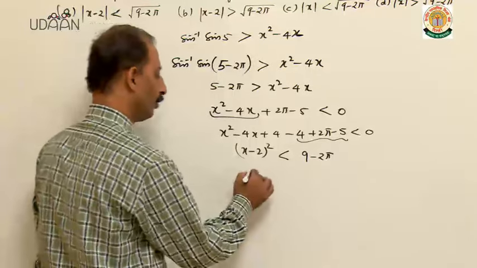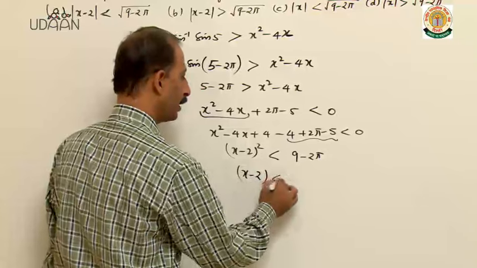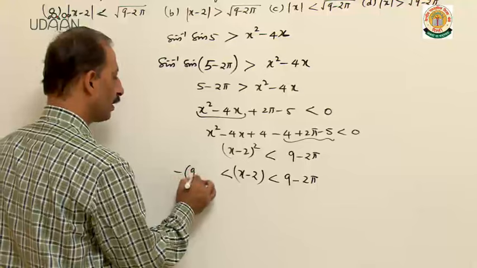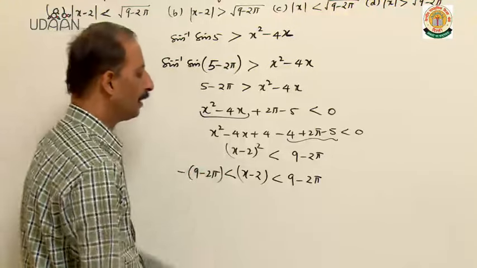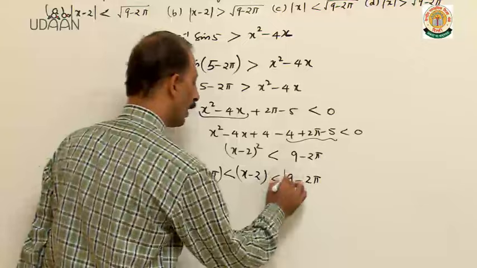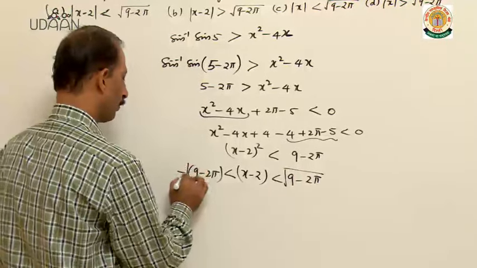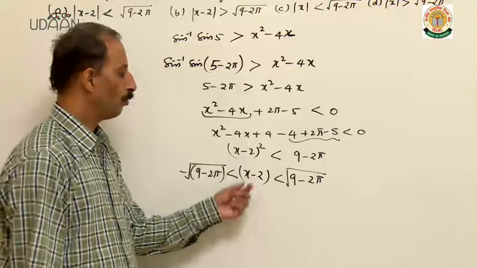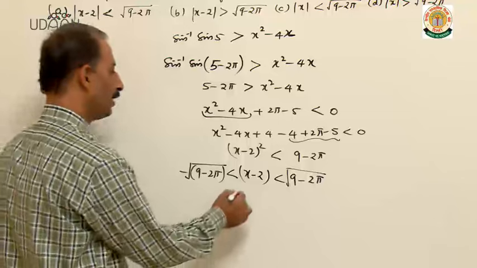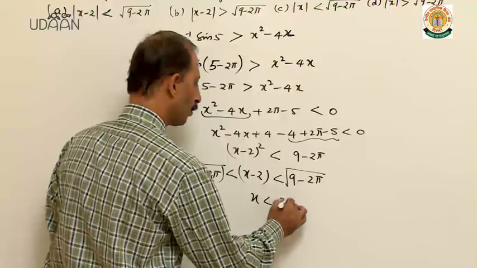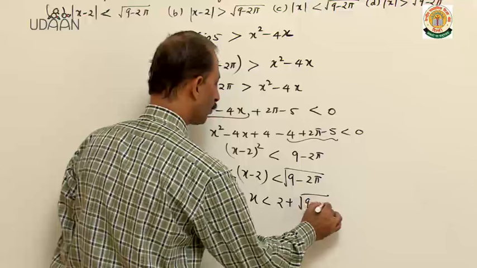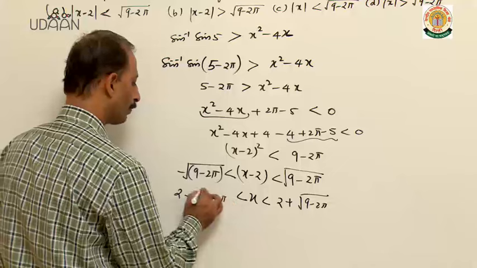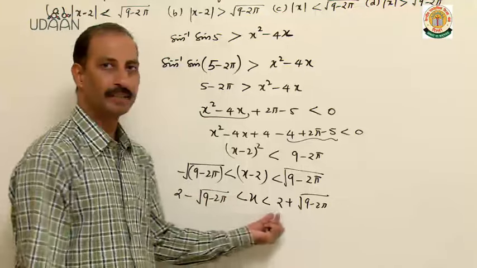So if you take the square root, then you will get this value is greater than minus root of 9 minus 2 pi but less than root of 9 minus 2 pi. We already know this property. So for the value of x you are finding, you can say x lies between 2 minus root 9 minus 2 pi and 2 plus root 9 minus 2 pi. That is the range of x.